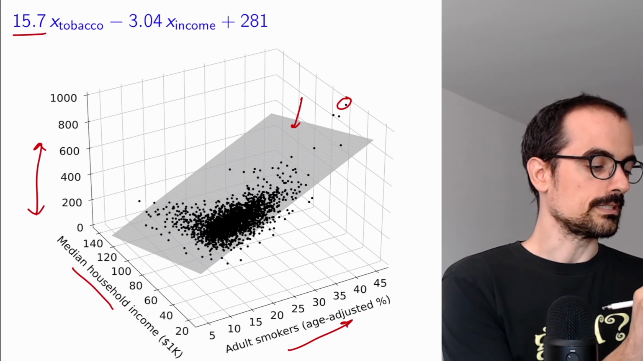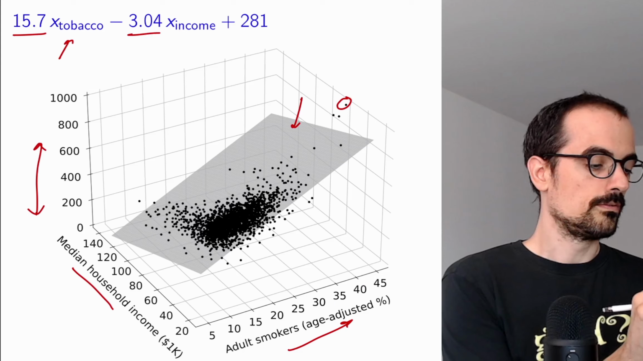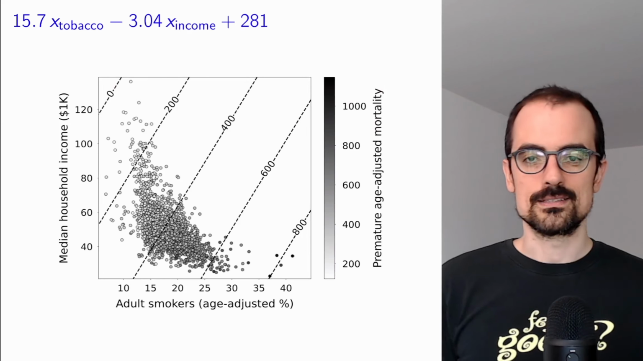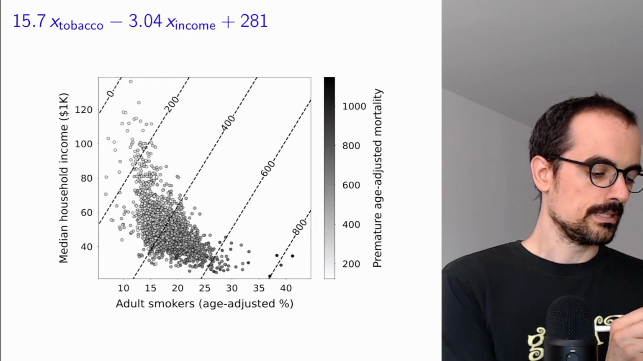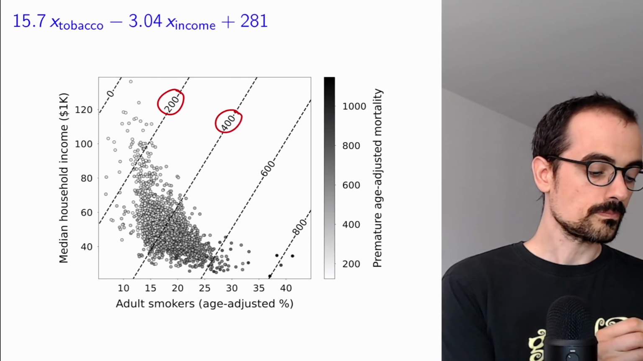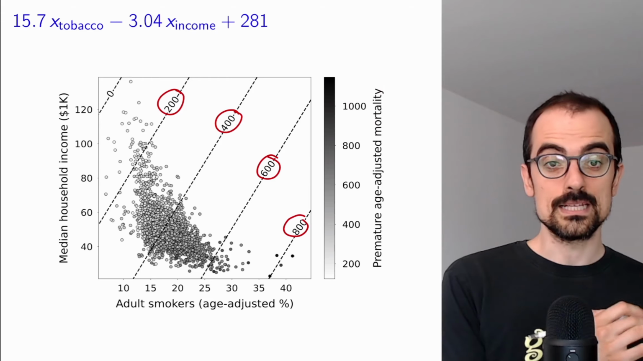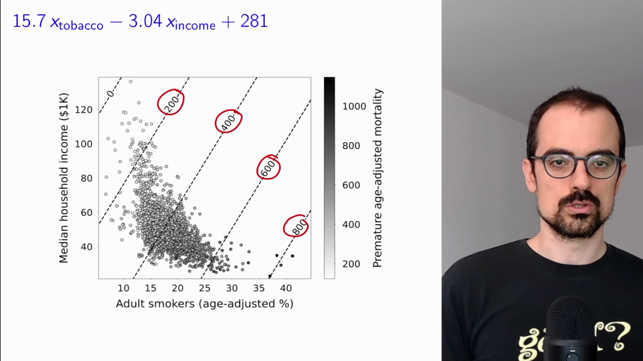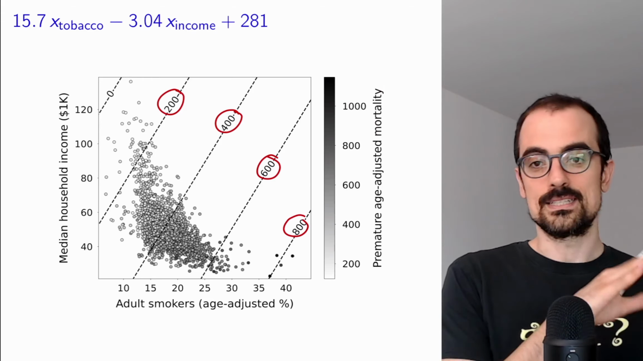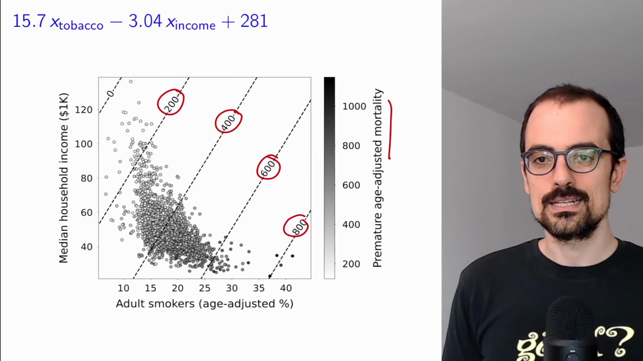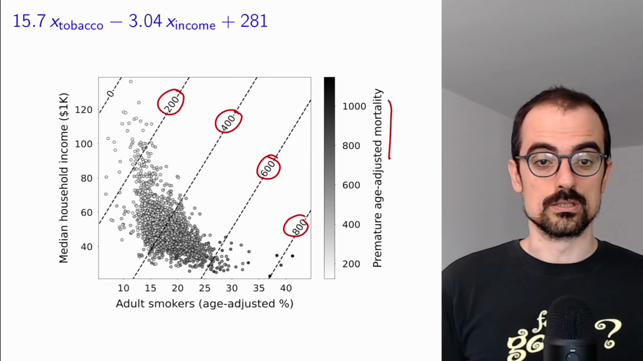These are the coefficients that I learned for tobacco and for income, and this is the intercept. We can also represent the model like this, where these are contour lines that are all straight lines because we have a linear model, and the estimate is a constant on those contour lines. This again is the linear model that best approximates the mortality with respect to the residual sum of squares.